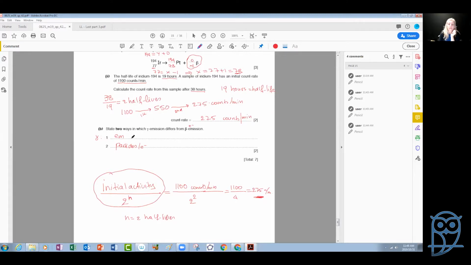What else is different? The gamma rays have no charge, whereas the beta particles have a negative charge. This is an important difference. These ones are charged because they're electrons. What other difference?